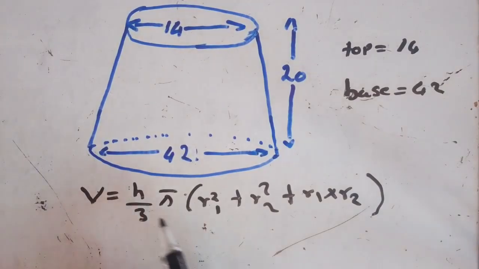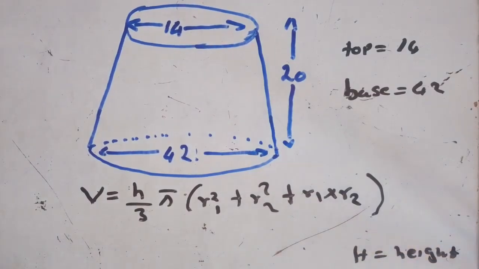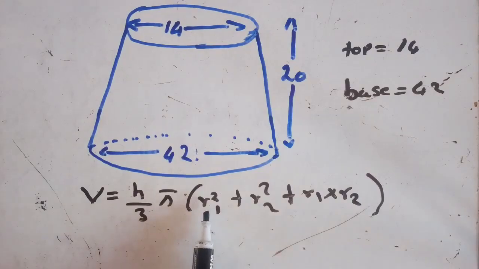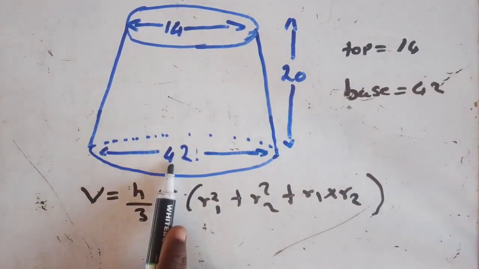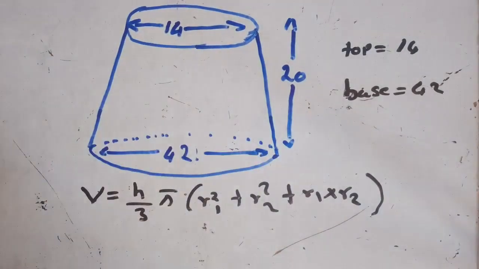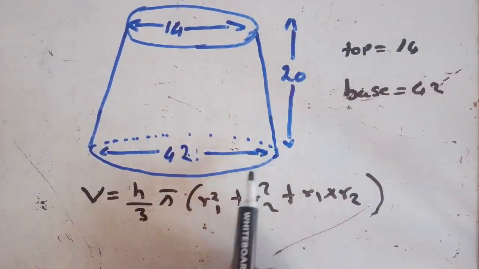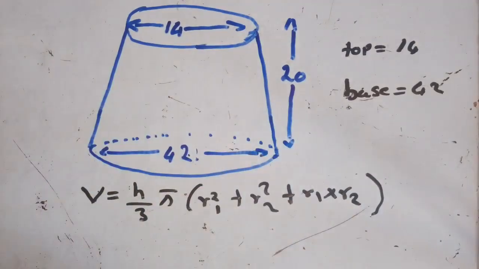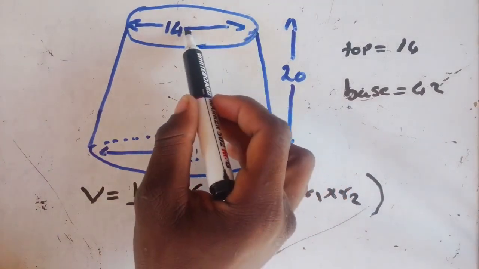Where h is the height and r is the radius. Radius 1 is this one, and radius 2 is this one. We have two radiuses: this from here up to here, and this from here up to here. So we have the radius for the base and the radius for the top. The same applies here. Radius 1 is from here up to here, radius 2 is from here up to here.